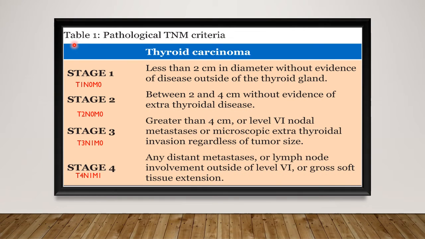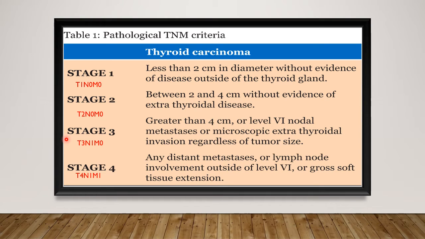Now we come to the TNM staging. The best staging system is the TNM staging, stage 1 to stage 4. Stage 1 is when the tumor is less than 2 centimeters and without evidence of outside disease. That means it is located within the thyroid lobe, and this is T1, N0, M0. Stage 2 is when the tumor size is between 2 and 4 centimeters, and it is still within the lobe, with no extrathyroidal disease. This is T2, N0, M0.